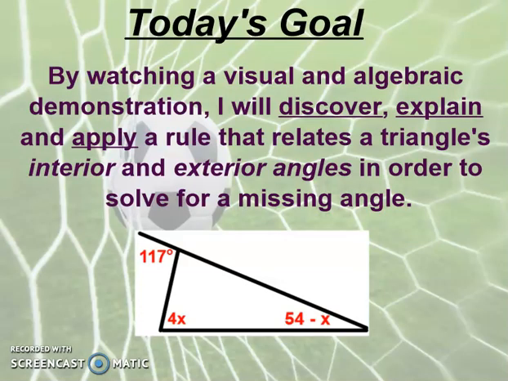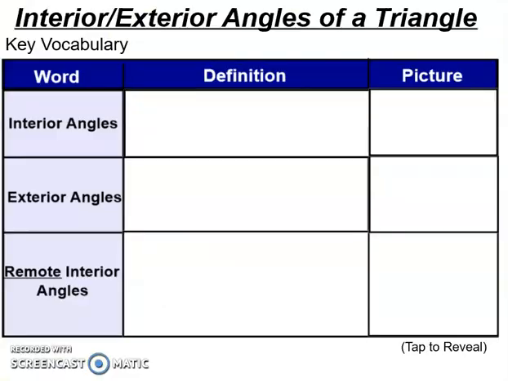So today, by watching a visual and algebraic demonstration, I will discover, explain, and apply a rule that relates a triangle's interior and exterior angles in order to solve for a missing angle. So our goal is we want to be able to solve a problem that's going to look like this picture here. But before we do that, we have to establish some definitions, some terms, and some pictures for us to help understand the differences between the angles.